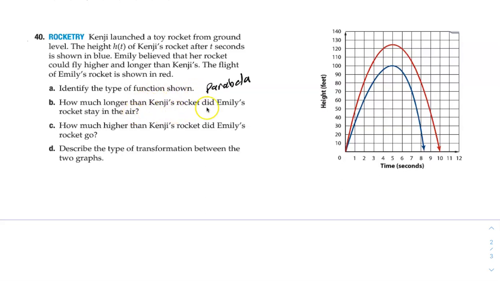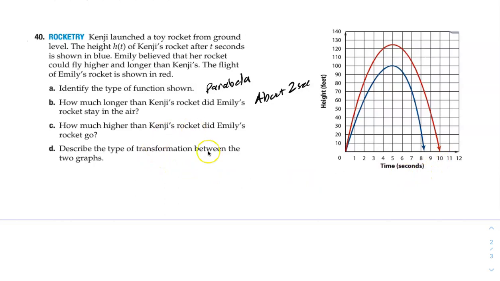How much longer did Emily's rocket stay in the air? So the ground's right here, right? So it looks like the seconds, about 2 seconds. 1.5 seconds, about 2. Right, so this is the time in the air. So Kenji's was a little bit more than 8 seconds in the air, and Emily's was right at 10 seconds. So it's about 2 seconds.